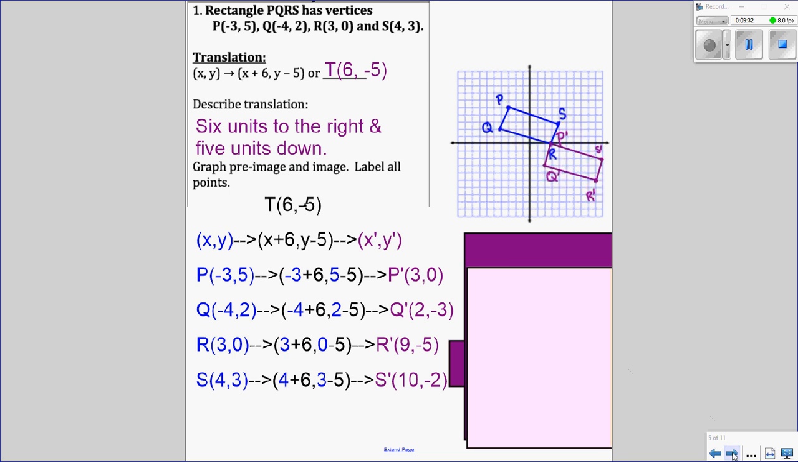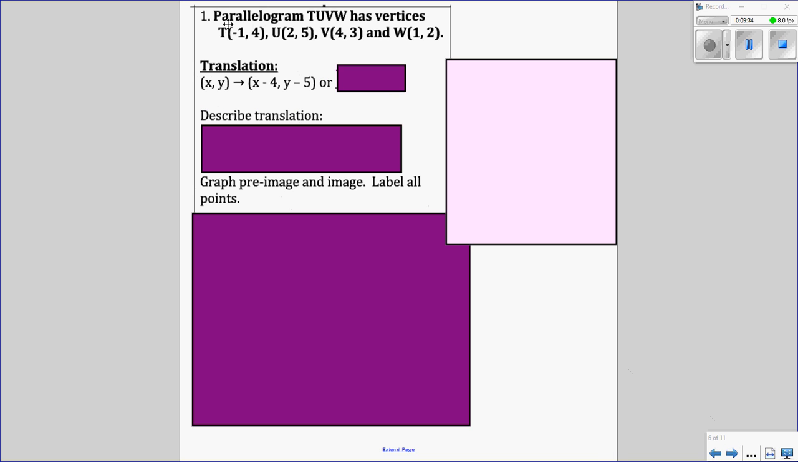All right, let's go on to the next one. We have a parallelogram, TUVW, and it has the vertices. T has -1, 4. U has 2, 5. V has 4, 3. And W has 1, 2. The translation shown here says that X is going to be moving -4 spaces, and then Y is going to be moving -5.